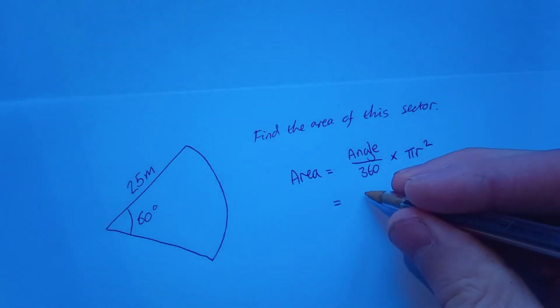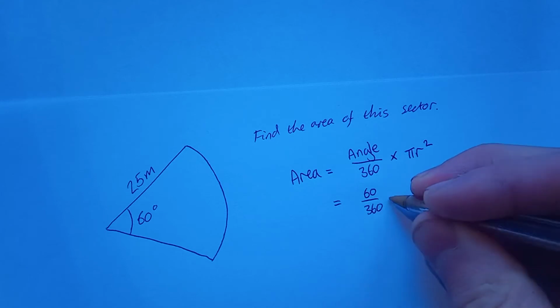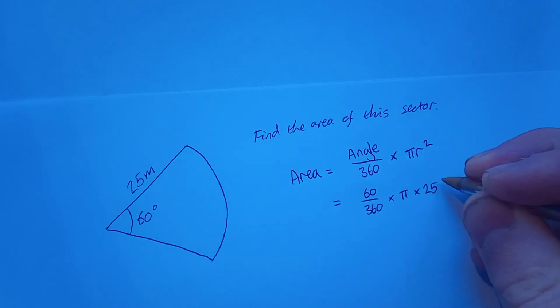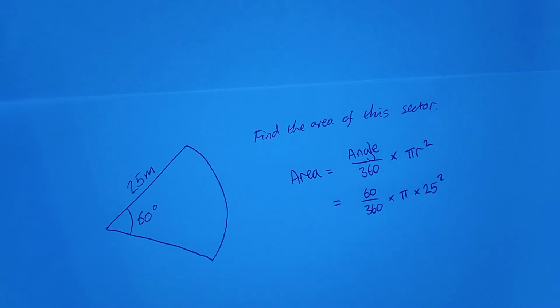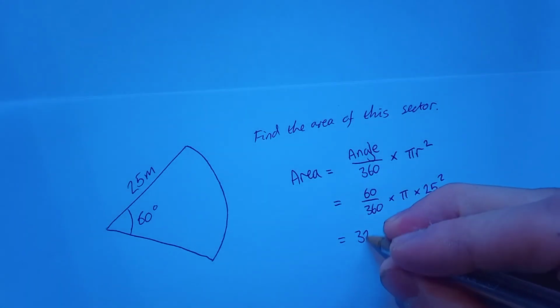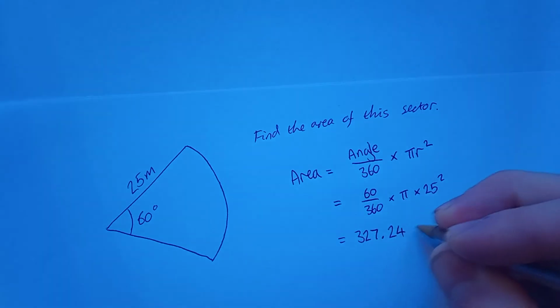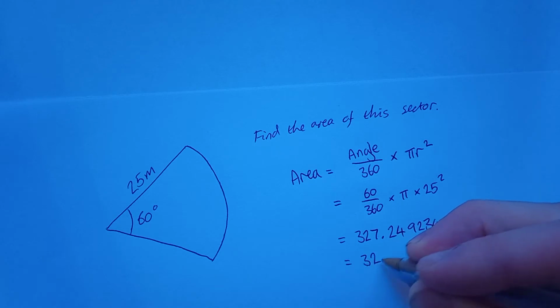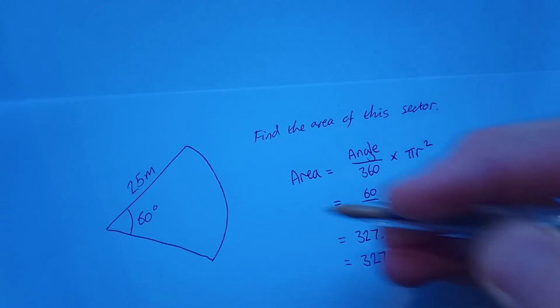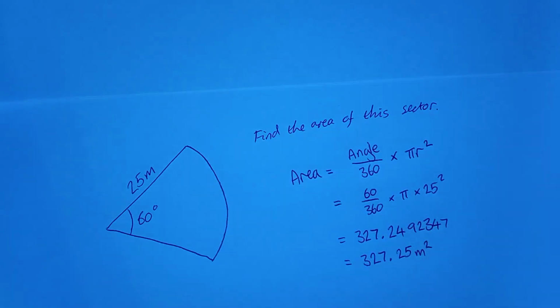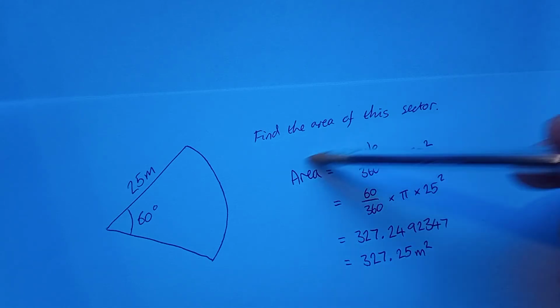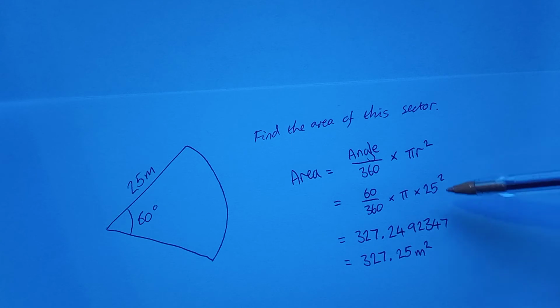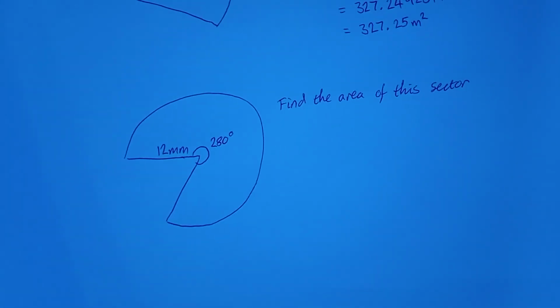Once we've got our formula, it's about plugging numbers in. So we are 60 over 360 times pi times 25 squared. Putting that into a calculator, we get 327.2492347, etc. Rounding it, that's 327.25. We're working in meters here, so this is in meters squared because it's an area. Same process: here's our formula. Write that down each time, substitute our numbers in, get an answer on the calculator, and then make sure we round it appropriately.